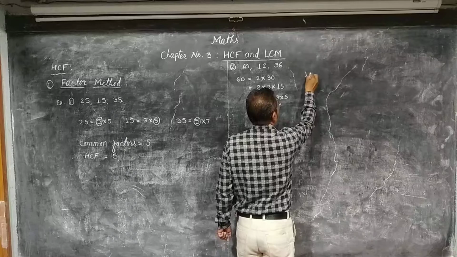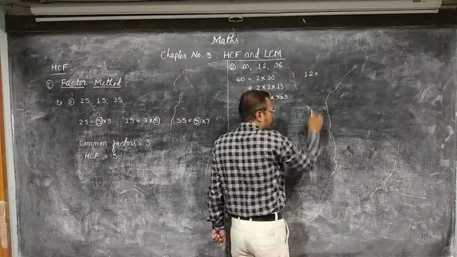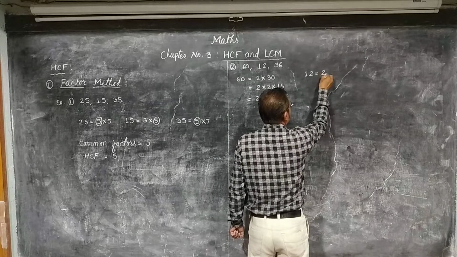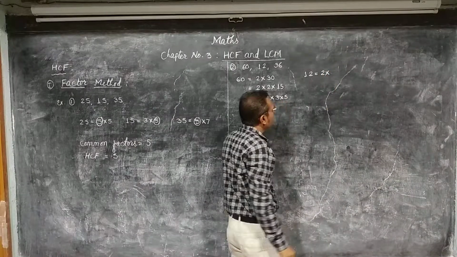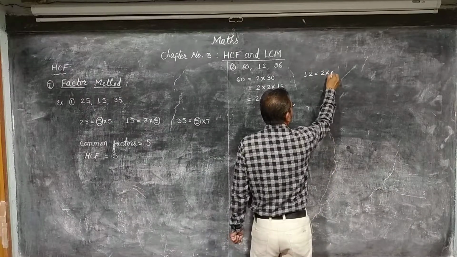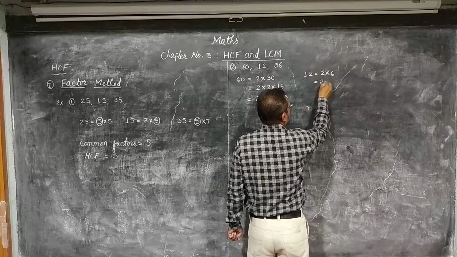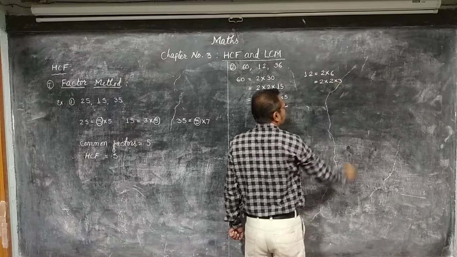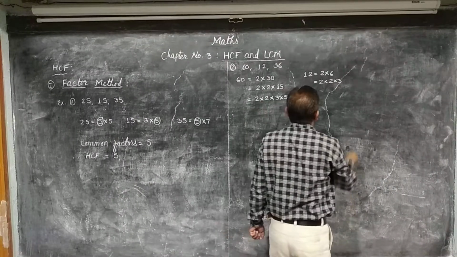Now 12. In the unit place there is 2, therefore the test of divisibility by 2 can be applied here. 2 6s are 12. 6 is not a prime number. Again 6 comes in the table of 2, therefore 2 3s are 6. Okay. Now 36.